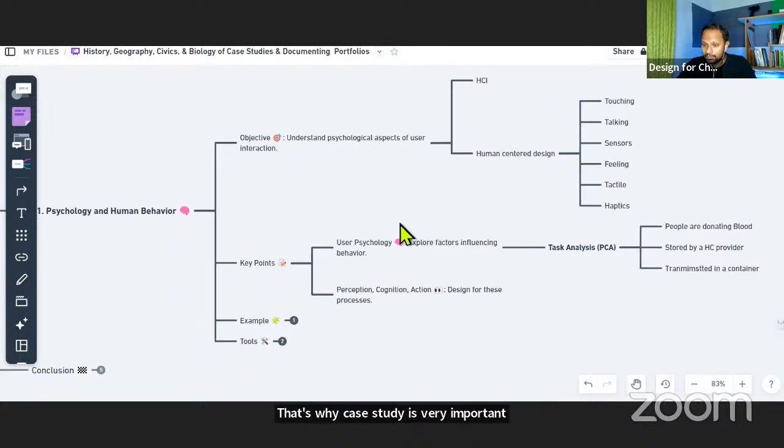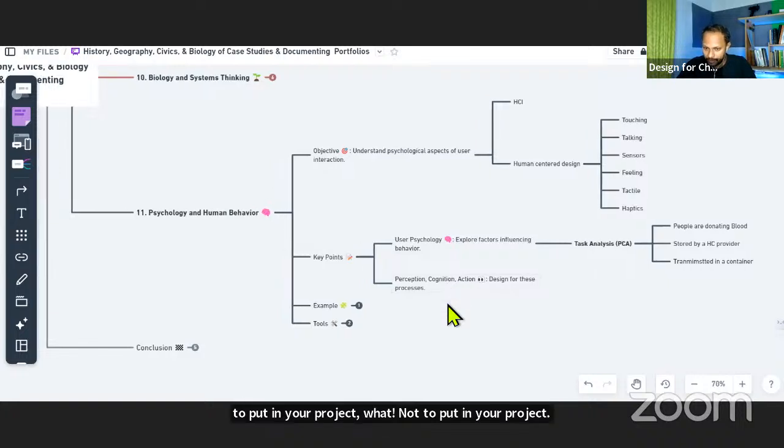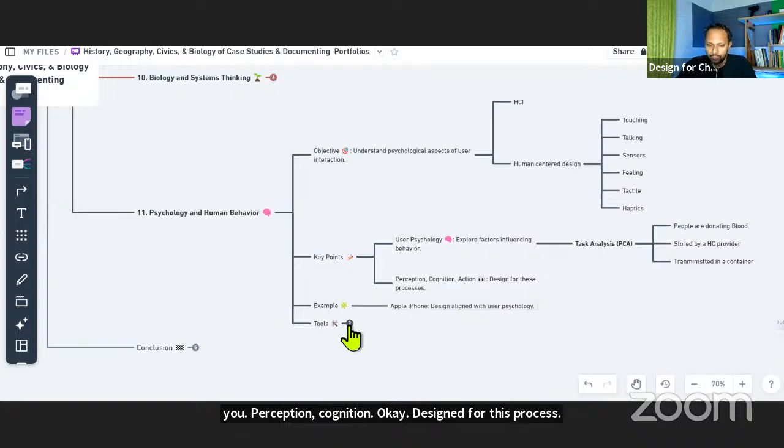If you understand how much detailing is important for a project and a case study, you will know what to put in your project and what not to put in your project. Okay. So explore the different actions for it. I told you: perception, cognition, action. Okay. Design for this process. iPhone, design aligned with user psychology.